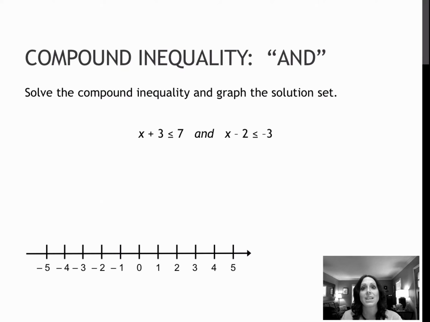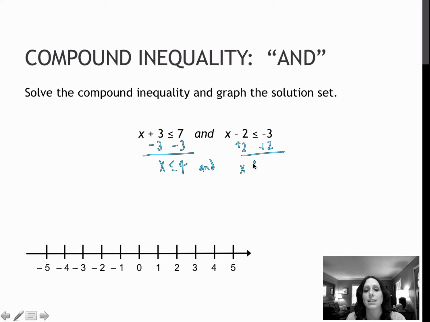We're going to solve one of these and graph it, and then tell what the solution set is. Of course, the solution set is the set of all of the solutions to our and inequalities. Here, we solve this just like normal. I'm going to subtract 3 from each side. I get x is less than or equal to 4, and I'm going to add 2 to each side to get x is less than or equal to -1. What this and means, again, is it's all of the values that are in both x is less than or equal to 4 and x is less than or equal to -1.